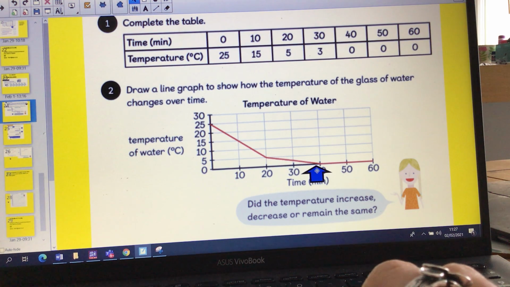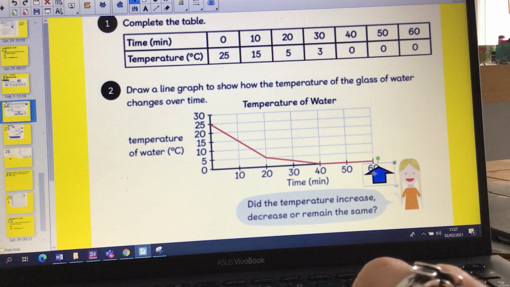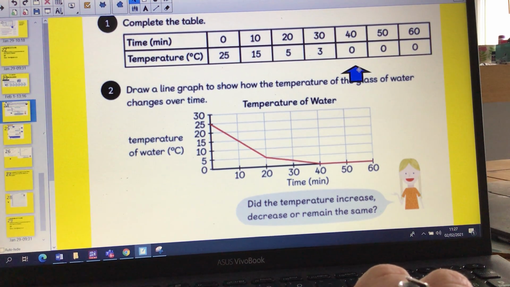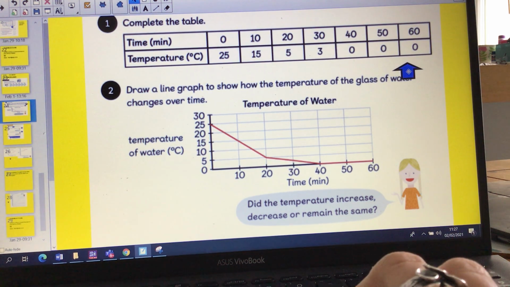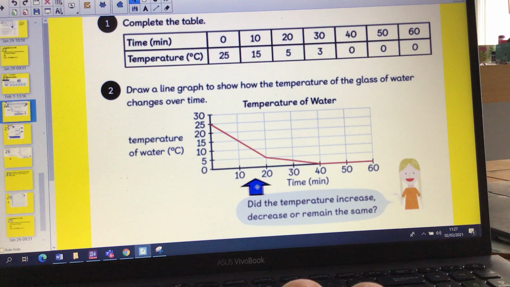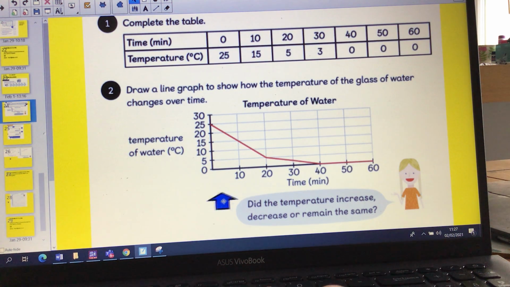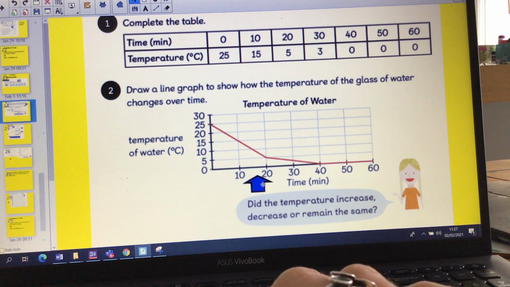But can you see how even after 50 minutes it's still shown there in red on the graph? It's still showing us that the temperature is at 0 degrees, and we can see that in the table at the top as well. Can you see 40 minutes at 0, 50 minutes at 0, 60 minutes it's 0 degrees, but we still show that on the 0 line on the graph, but it's definitely decreased, hasn't it? It's come down, the temperature.